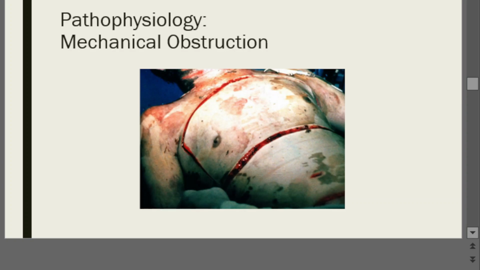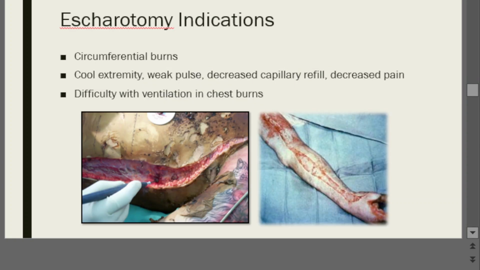So these eschars, what happens is they get nice and tight, and it can reduce the ability of the patient to take a full breath. So the doctor, provider has to make these relief cuts in there to allow the lung to expand.